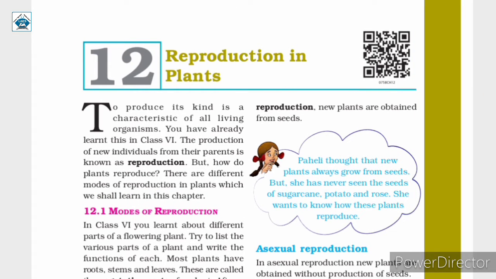As you have learned in previous standards, all living organisms have a characteristic that they can produce their own kind. This production of offspring from their parents is called reproduction. We have the definition of reproduction over here. The production of new individuals from their parents is known as reproduction. So in this chapter, we will be discussing reproduction in plants and different modes of reproduction in them.